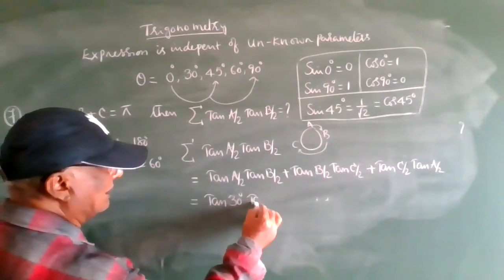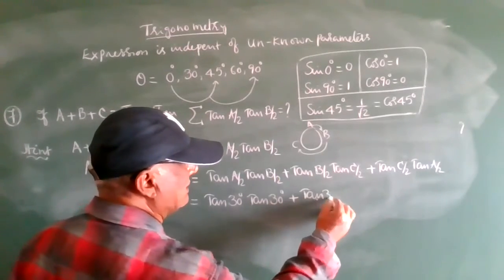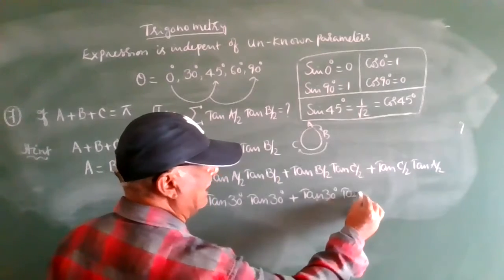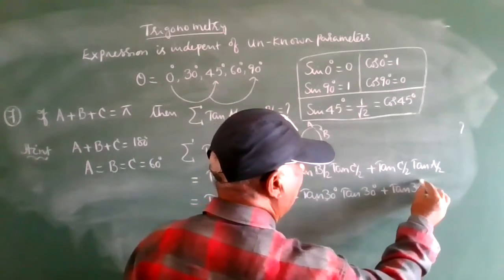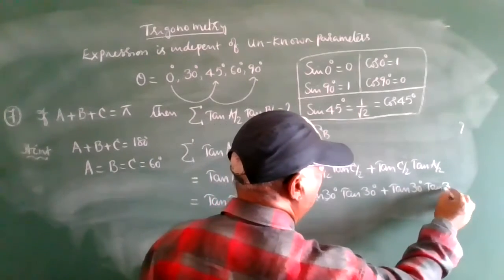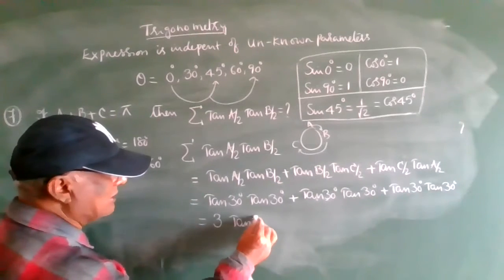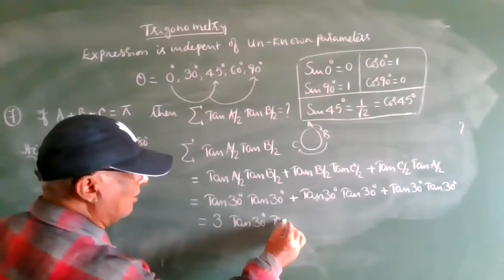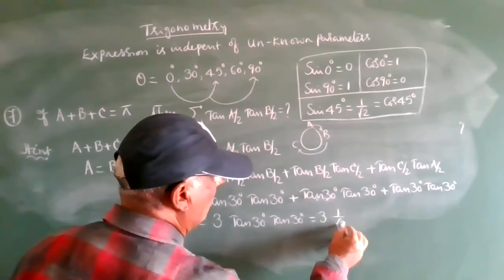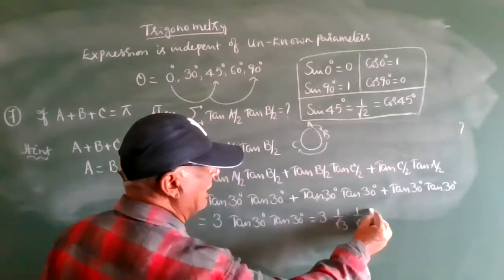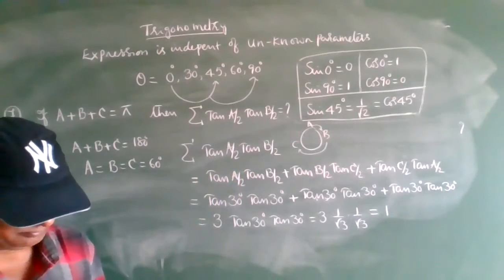Tan 60 by 2 is 30 degrees. Here also tan 30 degrees, tan 30 degrees, and here also tan 30 degrees. Okay? Tan 30 degrees is repeated how many times? 3 times. 3 into tan 30 degrees into tan 30 degrees. Now write down, tan 30 degrees value is 1 by root 3 into 1 by root 3. By the cancellation, the answer is 1. Very simple. Okay?